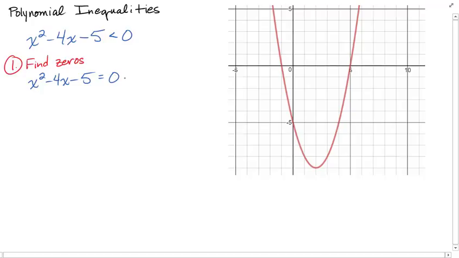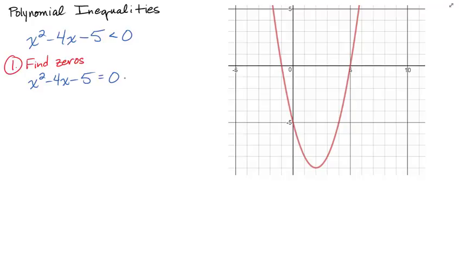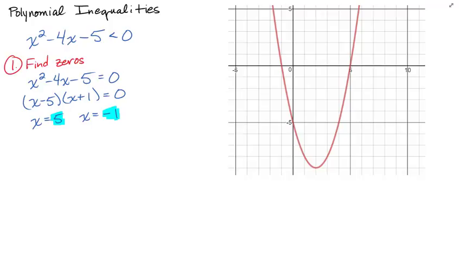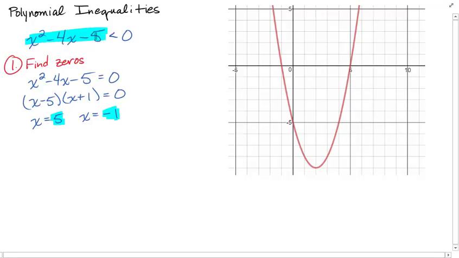And so we remember that to solve a quadratic equation, we can choose factoring or the quadratic formula. We are going to solve this one by factoring, because it factors easily, and it leads to the two zeros of 5 and -1. Okay, so that's where this equals 0.